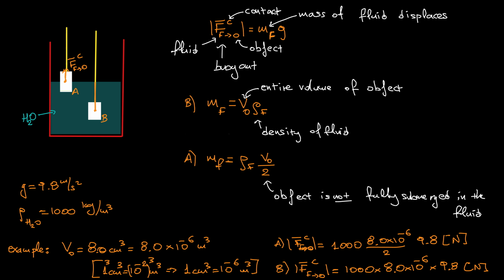So let's do this. This will be the buoyant force in the second case. It will be greater in magnitude because now the object is fully submerged. So the calculations in general for the buoyant force are fairly simple, but you do need to be careful with how much volume of the object is submerged in the fluid.